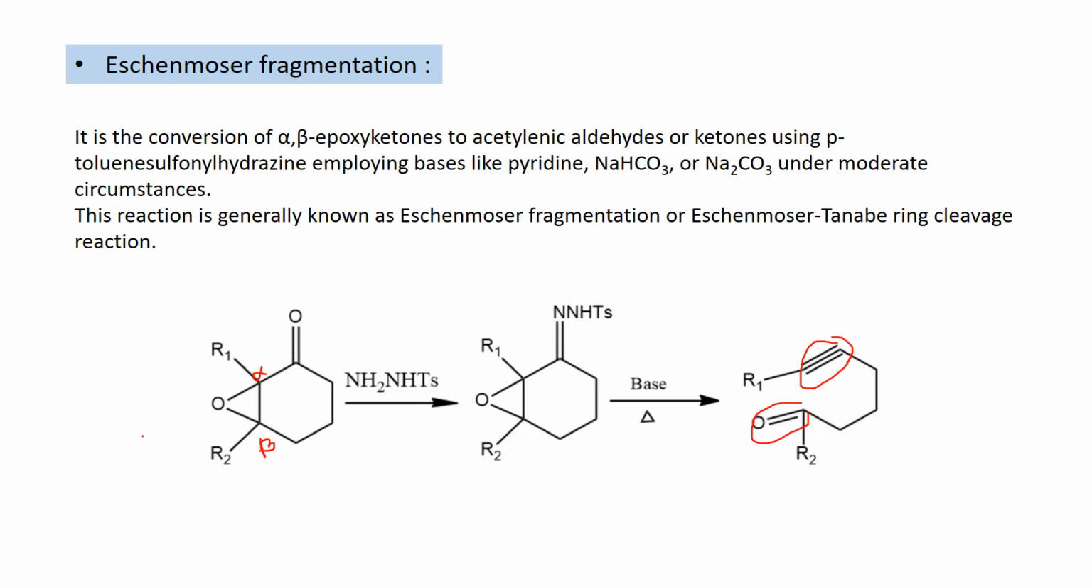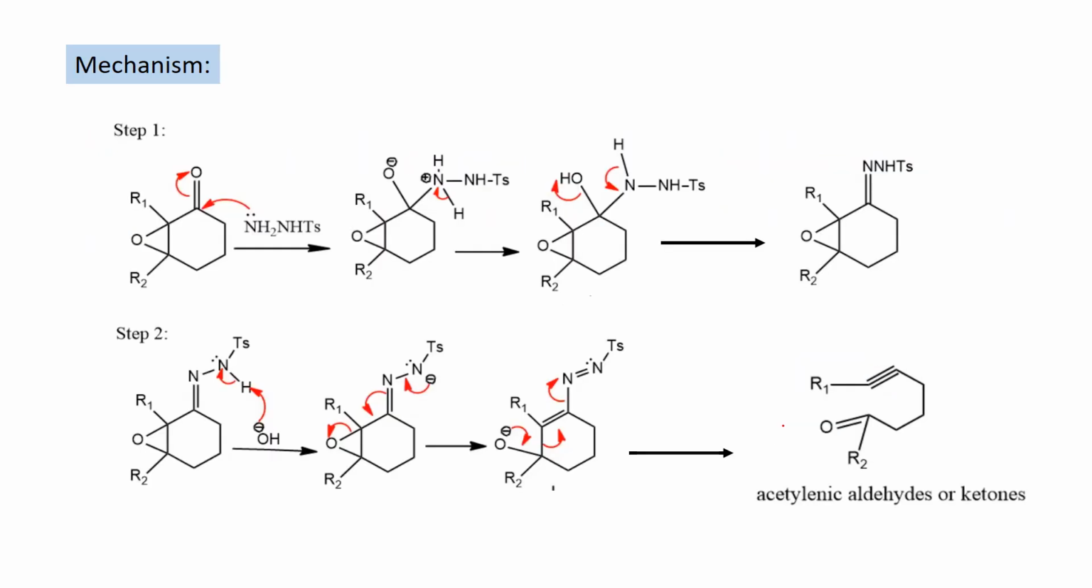From here you can see what is happening. First, by adding this hydrazine, the carbonyl forms this hydrazone. You know, through water elimination, if you add a hydrazine to any carbonyl compound, what will it form? It will form a hydrazone. So it has formed a hydrazone. Then if you add a base, it undergoes this type of fragmentation reaction. The mechanism we will discuss now.